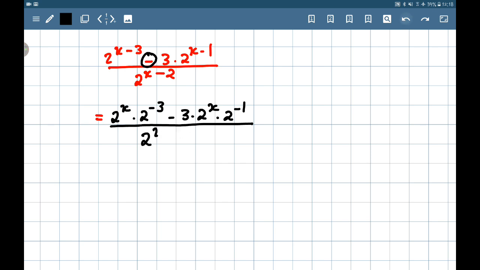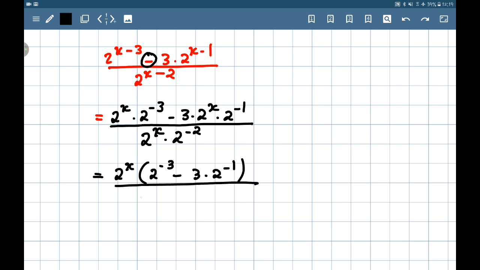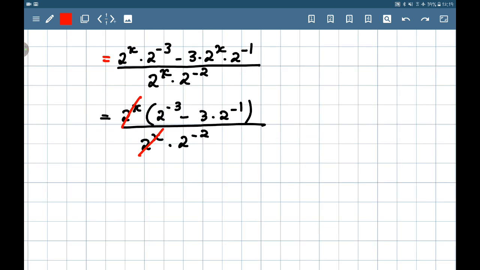But at the same time, we might as well break down the other one. Are you following? So from here, we look for our common factor, which is going to be 2 to the power x, 2 to the power minus 3 minus 3 multiplied by 2 to the power minus 1, all over 2 to the power x multiplied by 2 to the power minus 1. And if you notice, that and that will cancel. And you put it the way it is in a calculator.